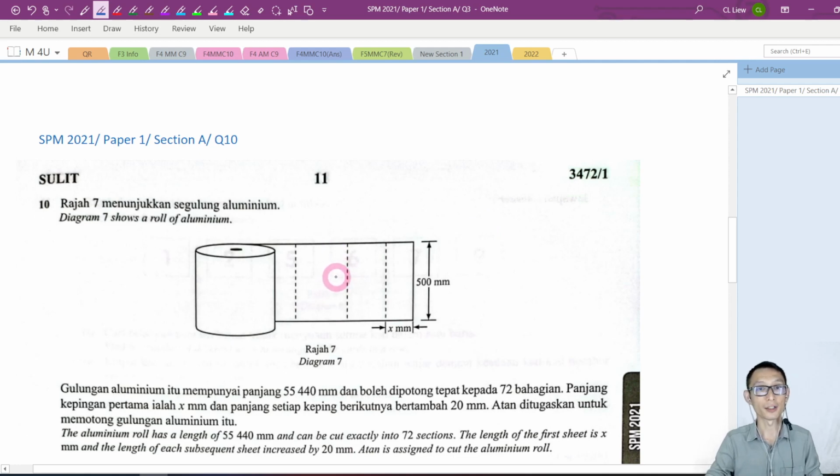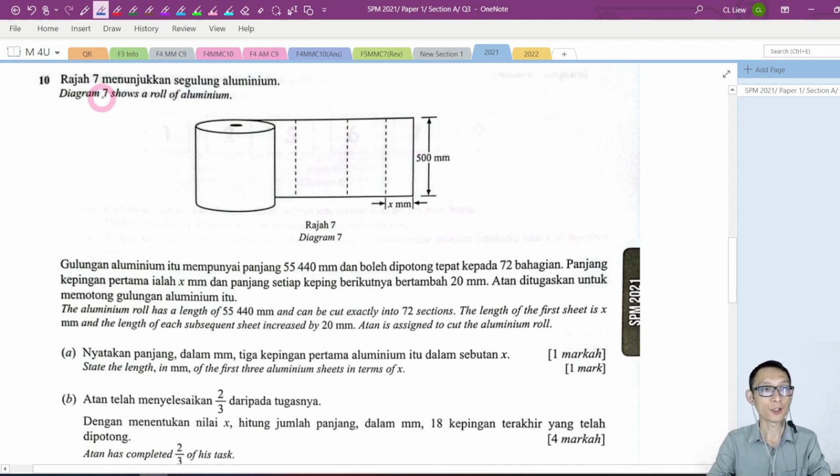Okay, this is also taken from SPM 2021. This is paper 1, section A, question number 10. Now, diagram 7 shows a roll of aluminium. The aluminium roll has a length of 55,440 millimeters. This is the length of the aluminium roll and it can be cut exactly into 72 sections. The length of the first sheet is x millimeters, and the length of each subsequent sheet increases by 20 millimeters. A tan is assigned to cut the aluminium roll.